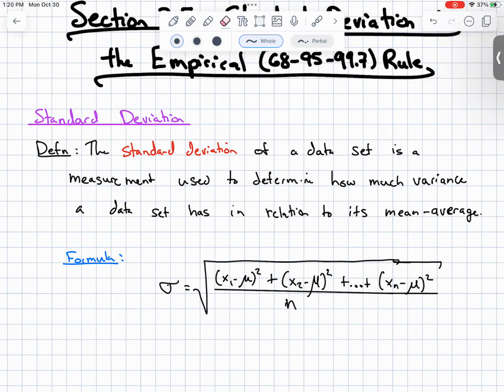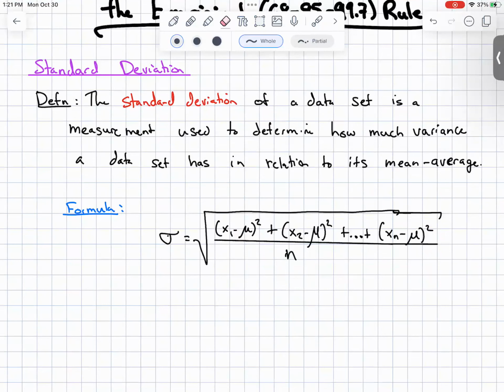I'm going to explain what this means. So x sub 1 minus mu squared plus x sub 2, the second data value, all the way down to x sub n. So here in the formula, yes, plus dot dot dot plus.